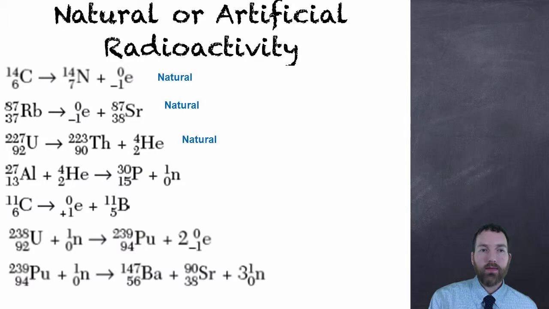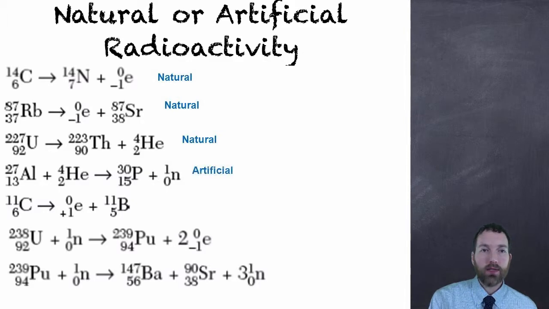Next, we have aluminum-27 plus an alpha particle or helium. So this is a bombardment here. This is something slightly heavier being hit by a slightly smaller particle, and we're combining them to make something bigger or heavier here. Okay, and the other giveaway is I have a second product. So if I have two reactants and two products, that is artificial.